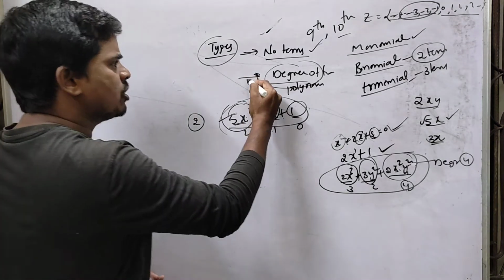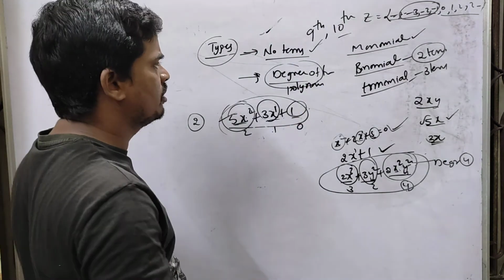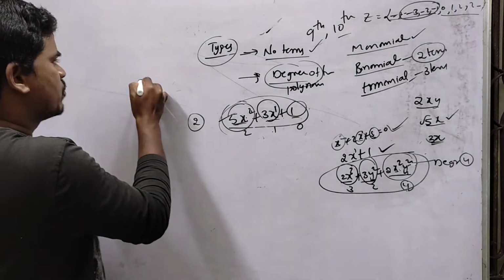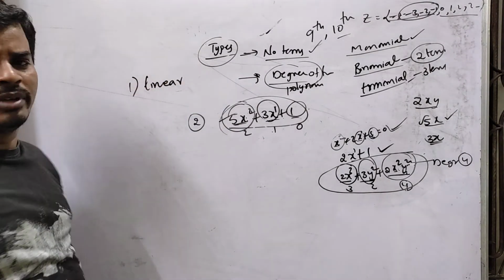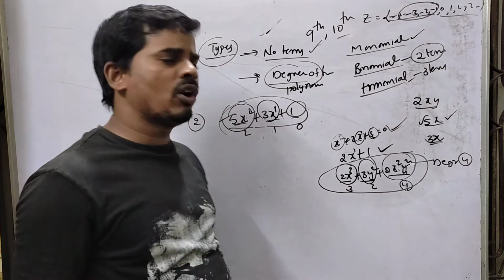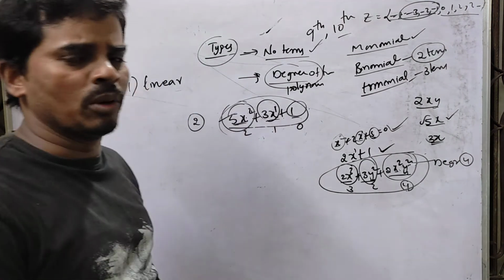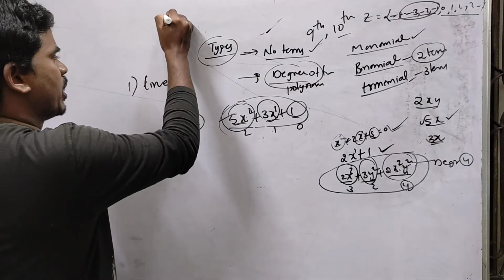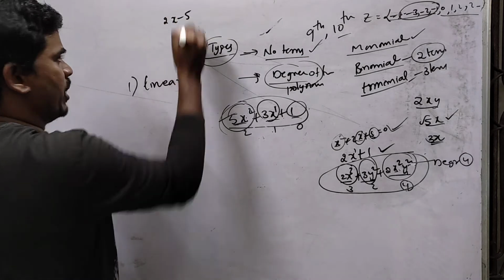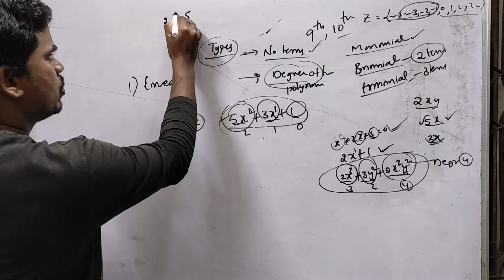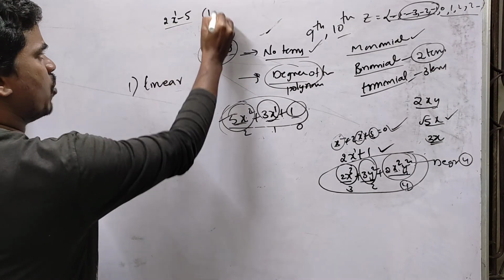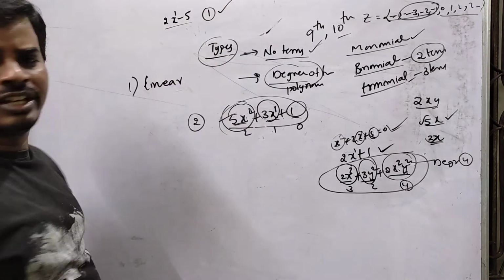Okay. So based upon the degree, the first type of polynomial is the linear polynomial. A degree 1 polynomial is called a linear polynomial. For example, 2x minus 5. What is the degree, students? x power 1, so the degree is 1 here. So it's a linear polynomial.